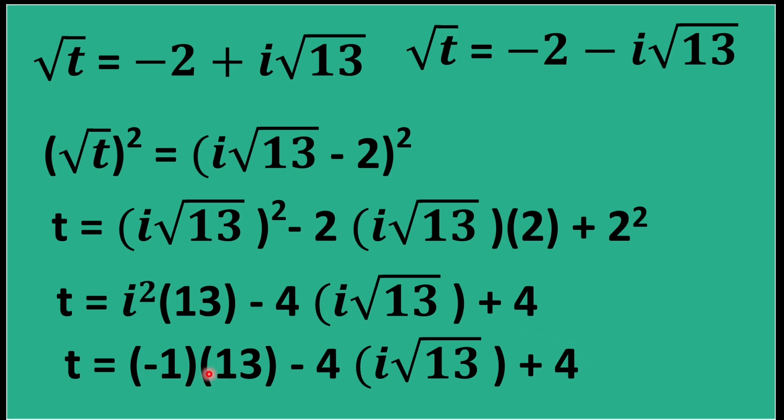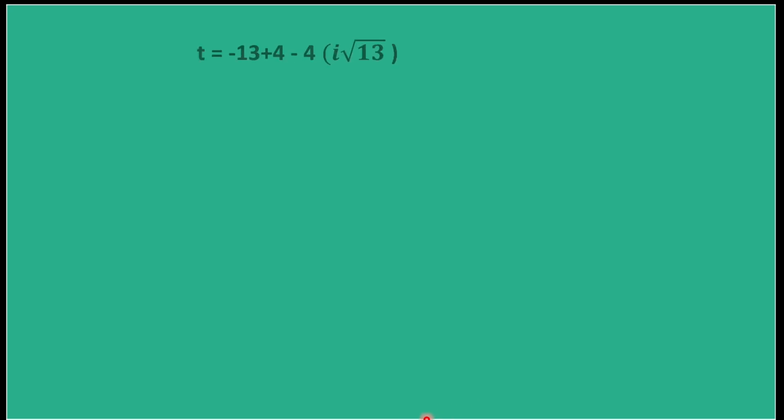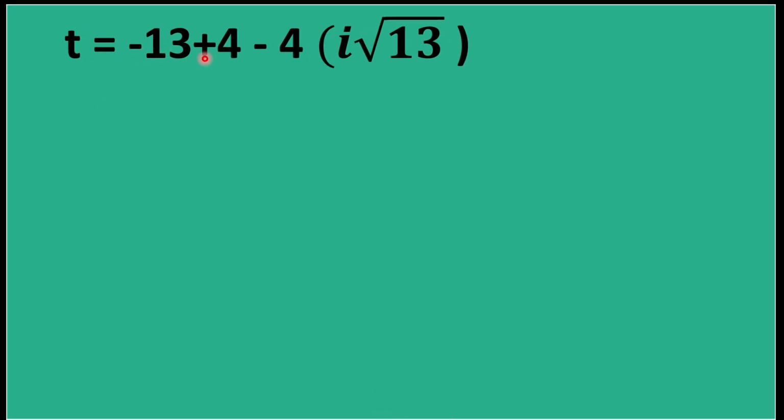So this will become minus 13 and this plus 4. We will take this aside. So minus 13 plus 4 minus 4 into iota under root 13 will be our final equation. Minus 13 plus 4 will become minus 9, and this minus 4 iota under root 13. This is a value of t.